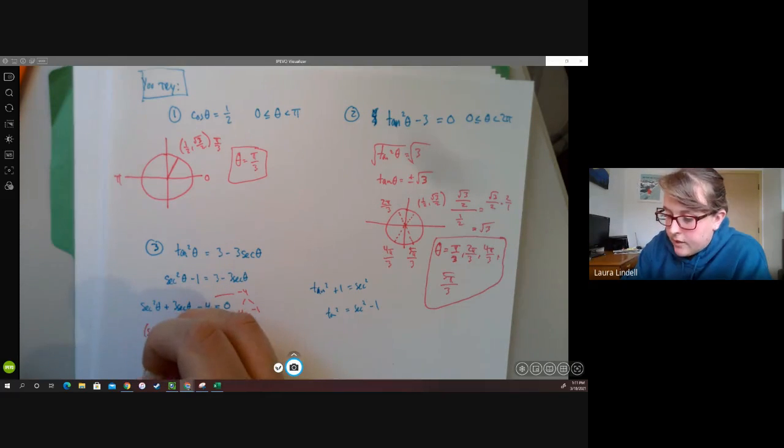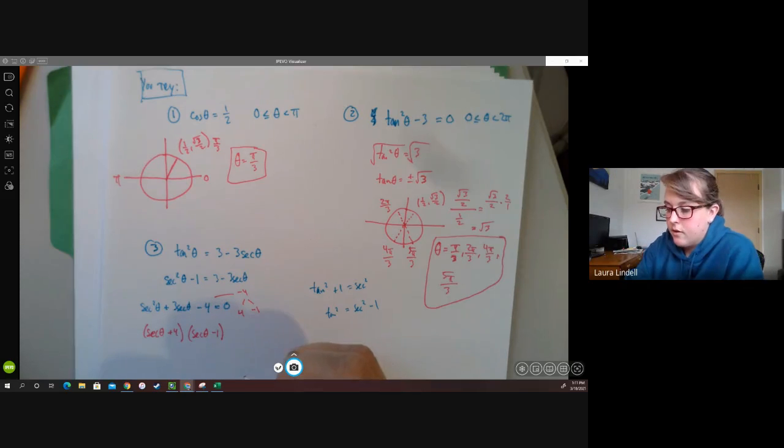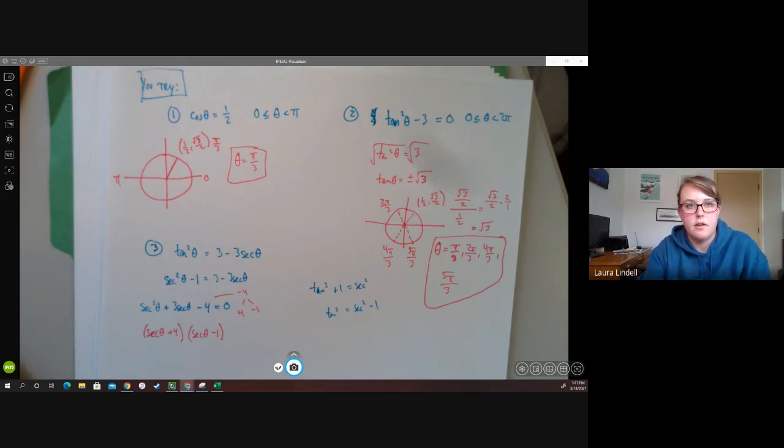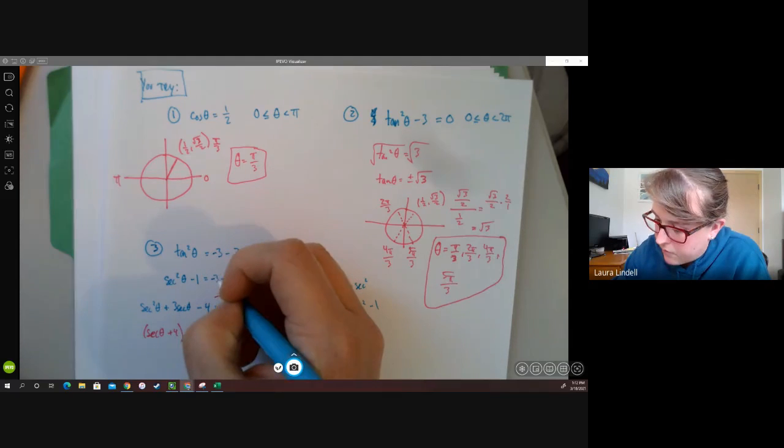So we get secant plus 4 times secant minus 1. And then we can set each of those. Oh, wait a minute. This problem doesn't work out nice. No, but it would work out nicely if this was negative, I believe. So, just kidding.